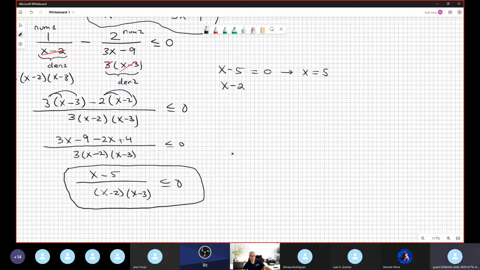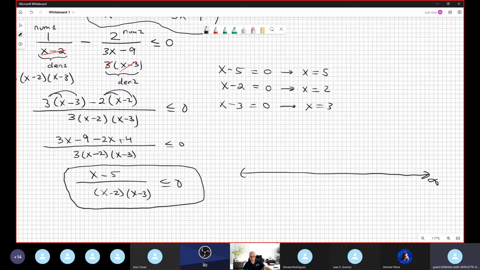X minus 2 in the bottom, f2. And x minus 3 in the bottom also, f3. This is our critical value. I'm using, as always, this critical value. I am doing the partition of all the real numbers. Now, this is 0, maybe. It's 1, 2, partition, 3, partition, 4, and 5, another partition.